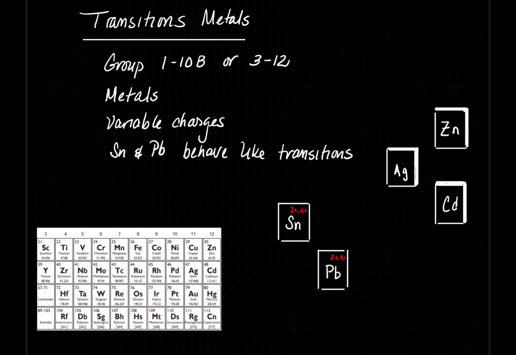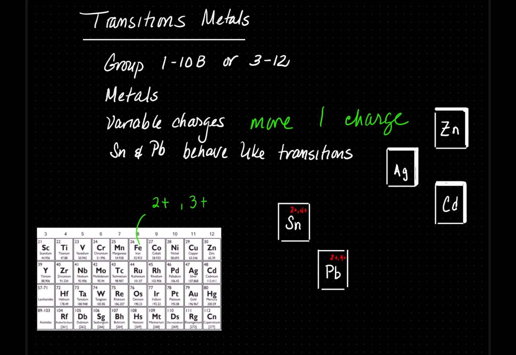Transition metals are groups 1 through 10b in the old periodic table, or 3 to 12 in the new periodic table. They're pretty much all metals, and they are called transition metals because they have variable charges, which means they can have more than 1 charge. Example of that is iron. Iron could have a charge of 2 plus or 3 plus, depending on what it's combining with.